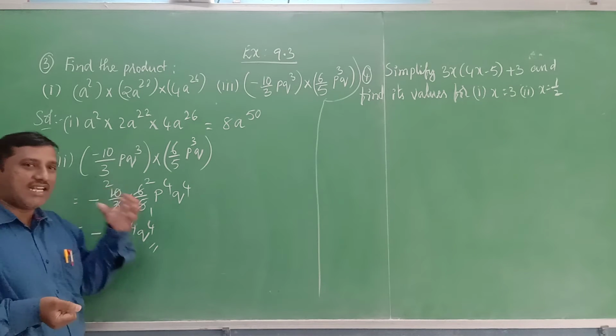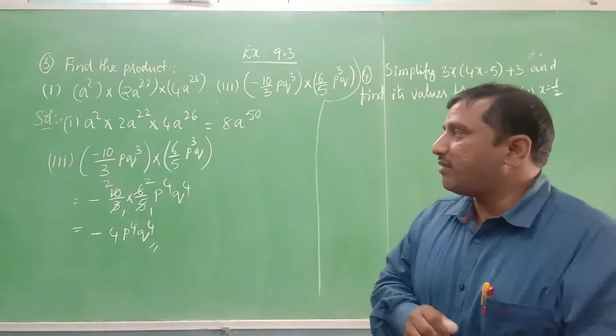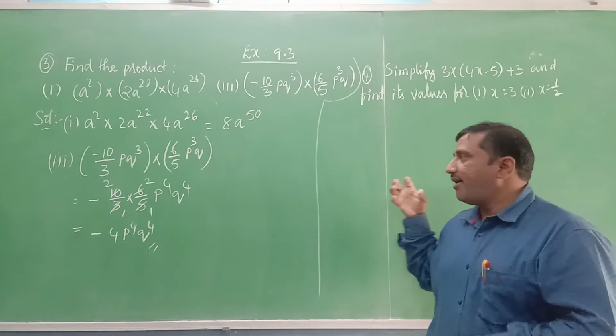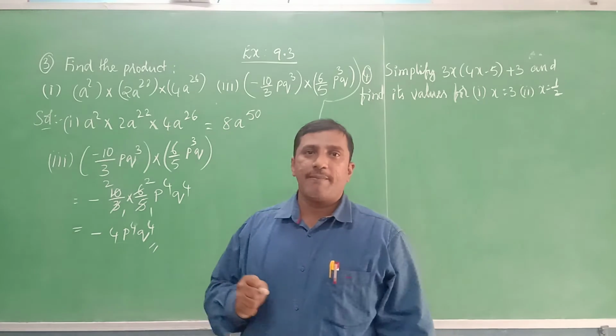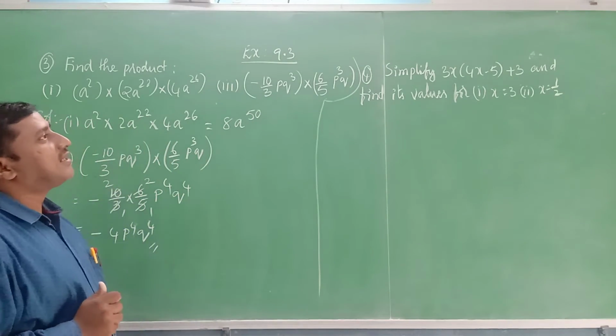So what we did here is we multiplied the arithmetic signs first, then we multiplied the constants and we simplified, then we multiplied the what? The variables. Now see the fourth question.